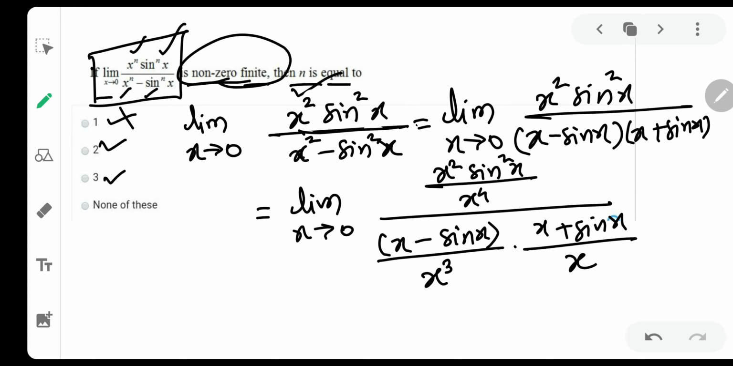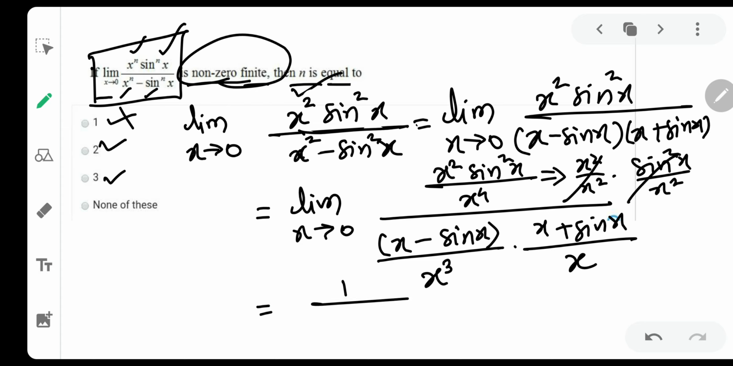Now x raised to 4, it is totally existent because x square by x square will get cancelled and sin square x by x square will get cancelled and you will get 1. So this will be 1, and this answer we already know is 1 by 6, and this answer we know x by x is 1 and sin x by x is 1. So this will be 2. So the answer will be 1 by 3, which is a non-zero finite answer.